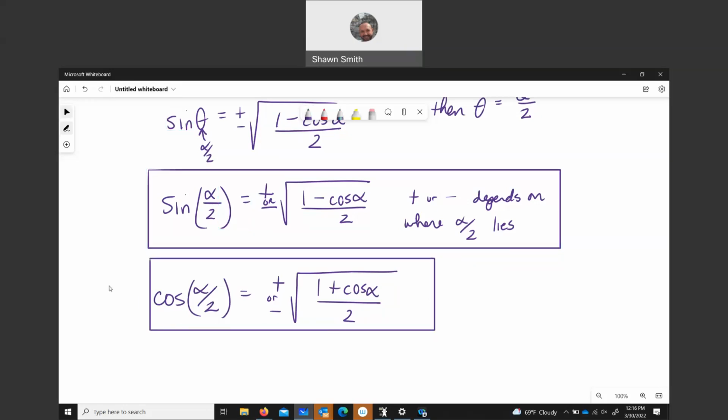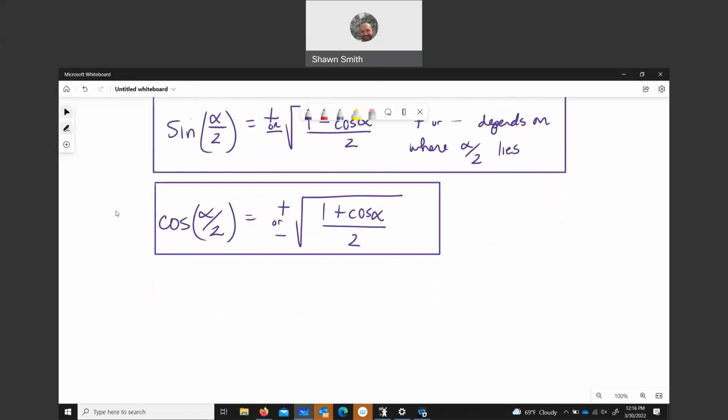Tangent of alpha over 2, again, a plus or a minus of, if I would take this whole expression right here for sine, this one for cosine, and simplify it as far as possible, you'll see that this is just going to be 1 minus the cosine of alpha over 1 plus the cosine of alpha under that radical.